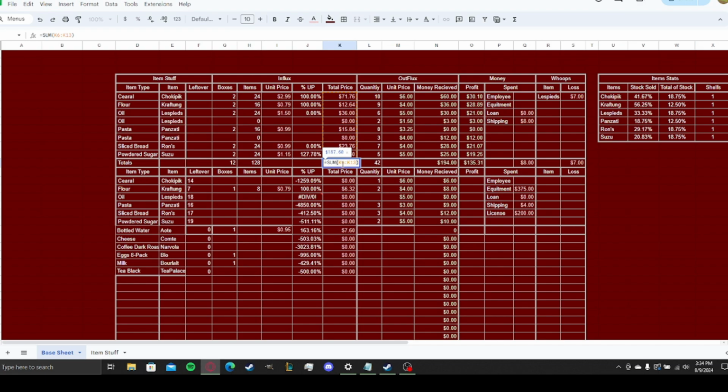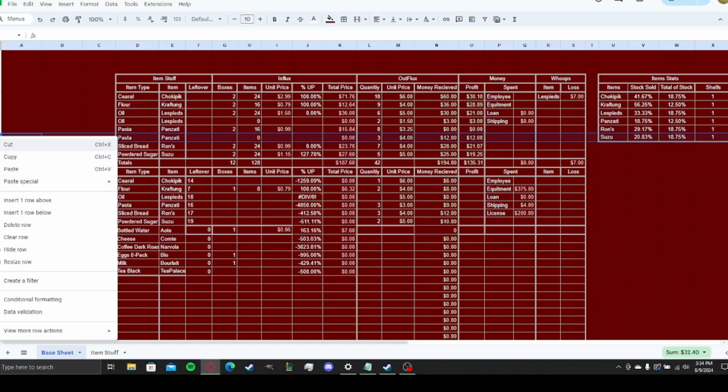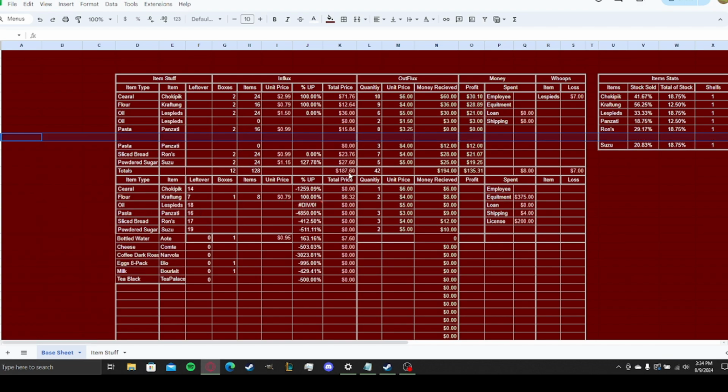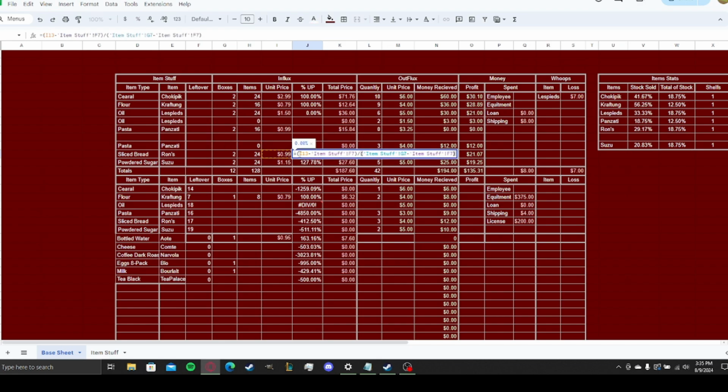Let's do a little thing. So that always says between K6 and K13. If I go in between here, insert one row above. Oh, that does add. Okay, okay. So as long as the code is already there and you add something in between, it'll consistently stick with it, right?